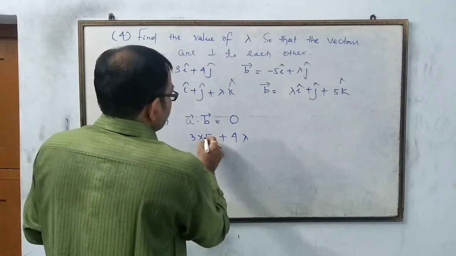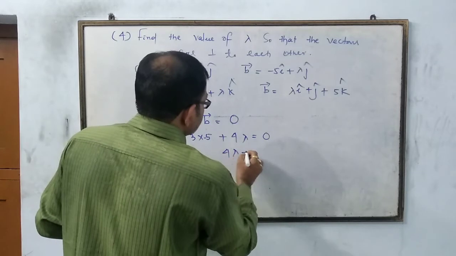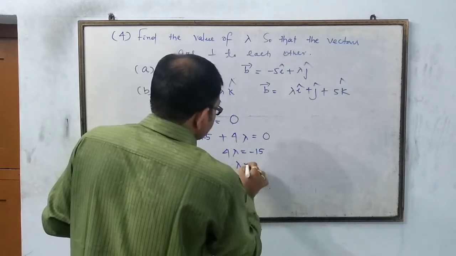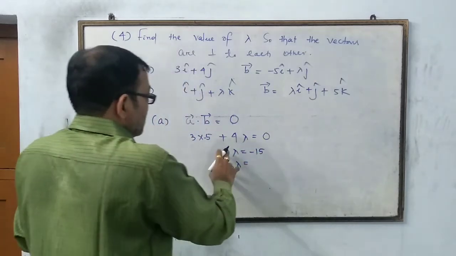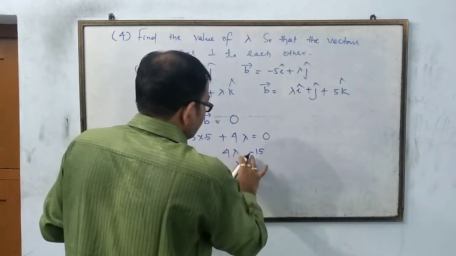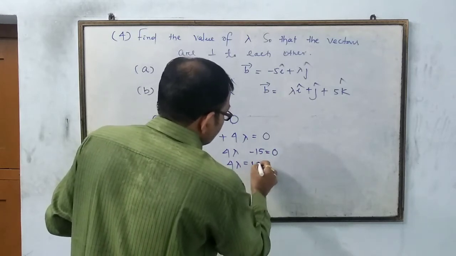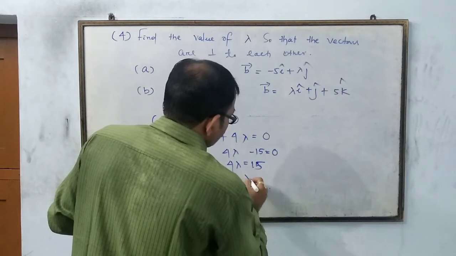3 into minus 5 plus 4 into lambda is equal to 0. This implies 4 lambda minus 15 equal to 0, so 4 lambda is equal to 15. Lambda equal to 15 by 4.